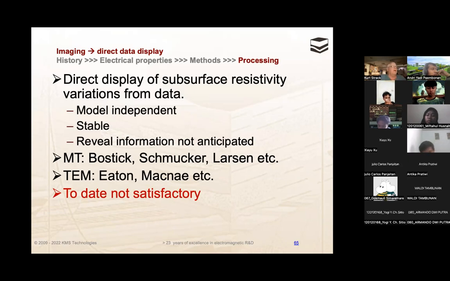And many people have tried to do this. In magnetotellurics, there are some names here, and in time domain EM there are some names. Today, this is not satisfactory. And I'll show you in the next example why.